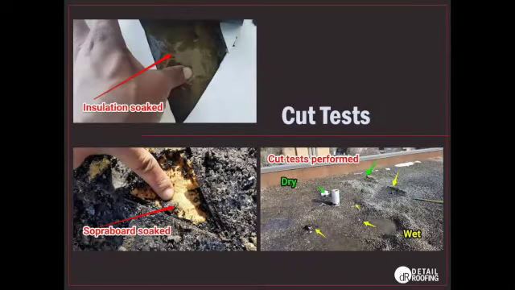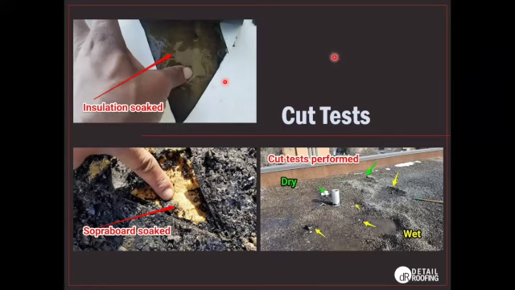Cut tests, again, very important. In this case, we had done a cut test right next to where a defect was found, and underneath the membrane, all of the insulation was just soaked right through. Not every single defect that we find might be contributing to the leak, so performing these cut tests helps to confirm that there is water underneath the membrane where the defects were observed.